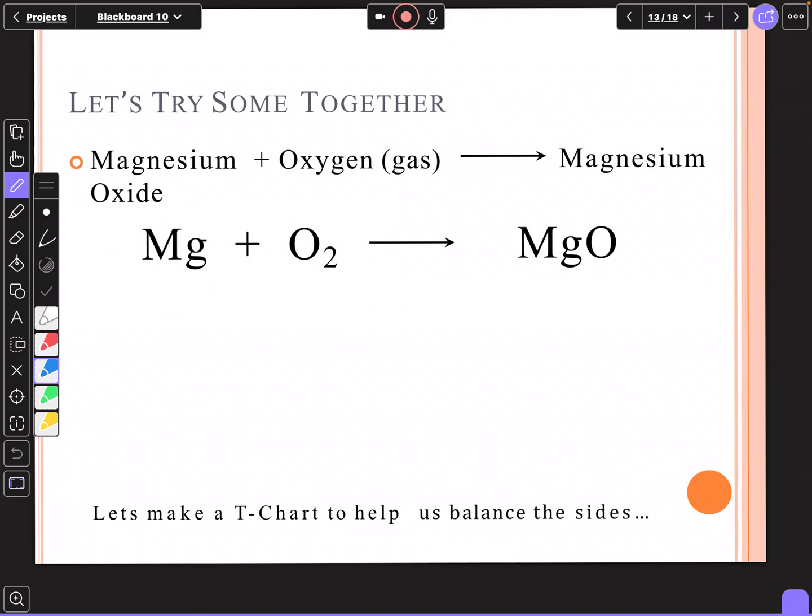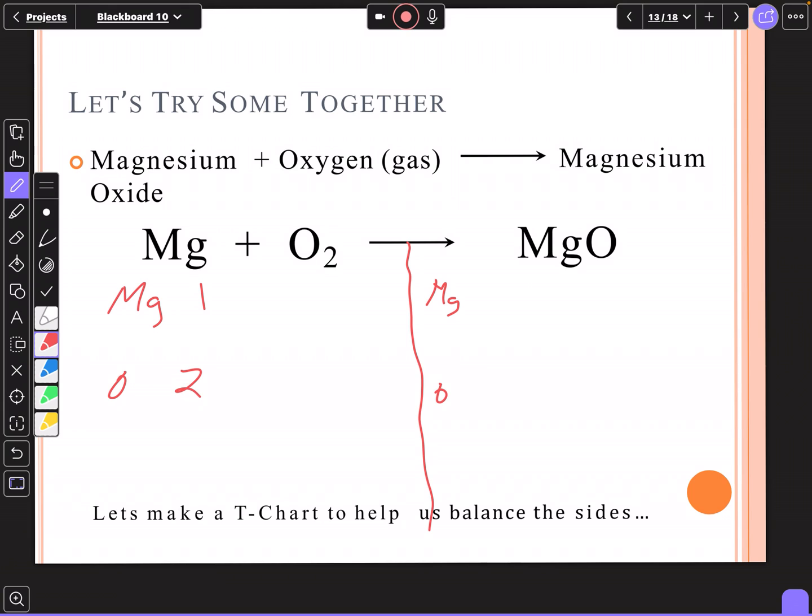So what we're going to do is make a T-chart. What I normally do is draw a line right down the middle, and I need the numbers to add up on both sides. And I'll write down what makes up the reaction. It's just two elements in this reaction. I got magnesium and I got oxygen, and I write that on both sides, magnesium and oxygen. And then I count the number of atoms on each side. On the left side of the arrow, my reactants, I got 1 magnesium, I got 2 oxygens.